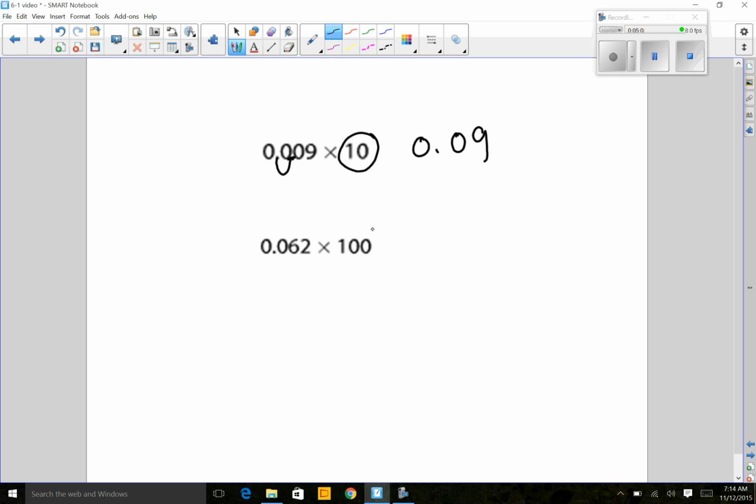Again, now we have 2 of these. We're going 2 places. So we're going to move over 1, 2. This will become 6 and 2/10.